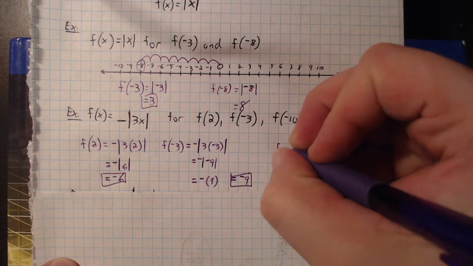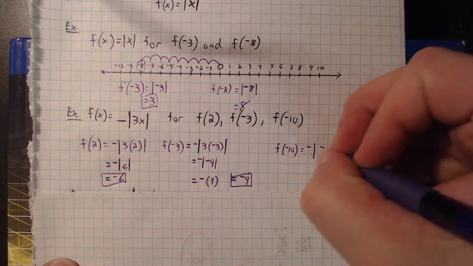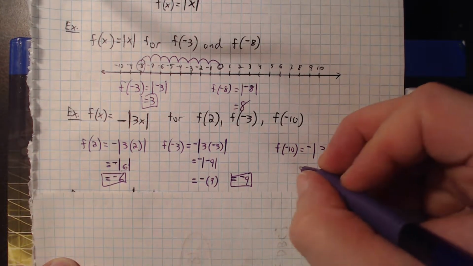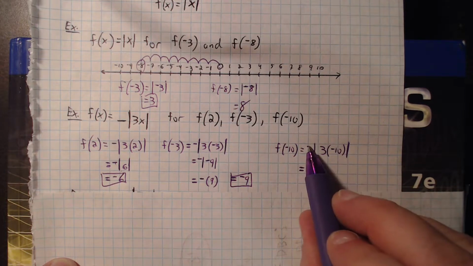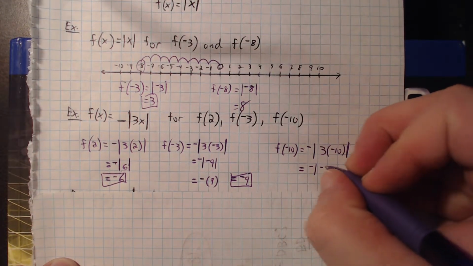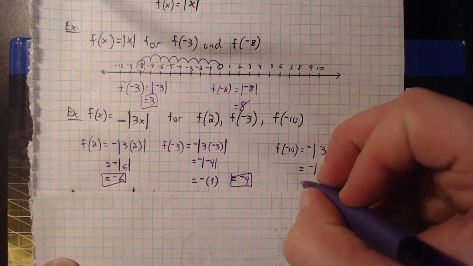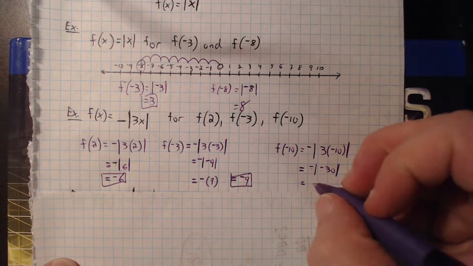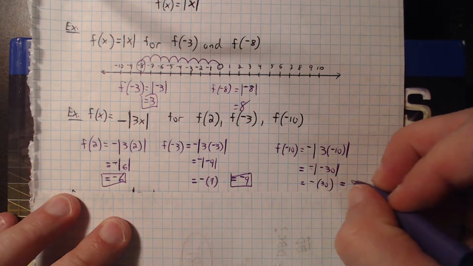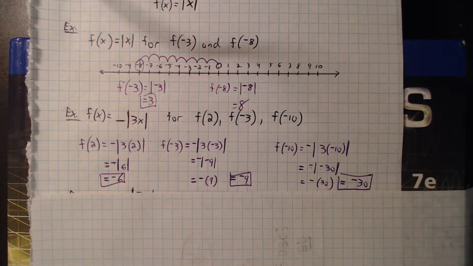Last, we have f of -10. So we're doing 3 times -10 inside, and we have that negative on the outside we can't forget. So 3 times -10 is -30. The absolute value of -30 is +30. Multiplying by that negative on the outside gives us a result of -30. Pretty easy stuff to work with.